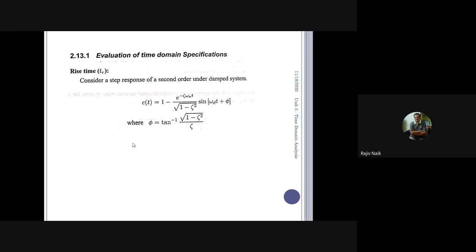See here, this is a rise time derivation. Here the system output I have taken. This is the equation for the output, 1 minus this one. Now, rise time means the time taken by the system response to reach equal to the input in the first attempt. So for input 1, you have to find out when the output first becomes 1.